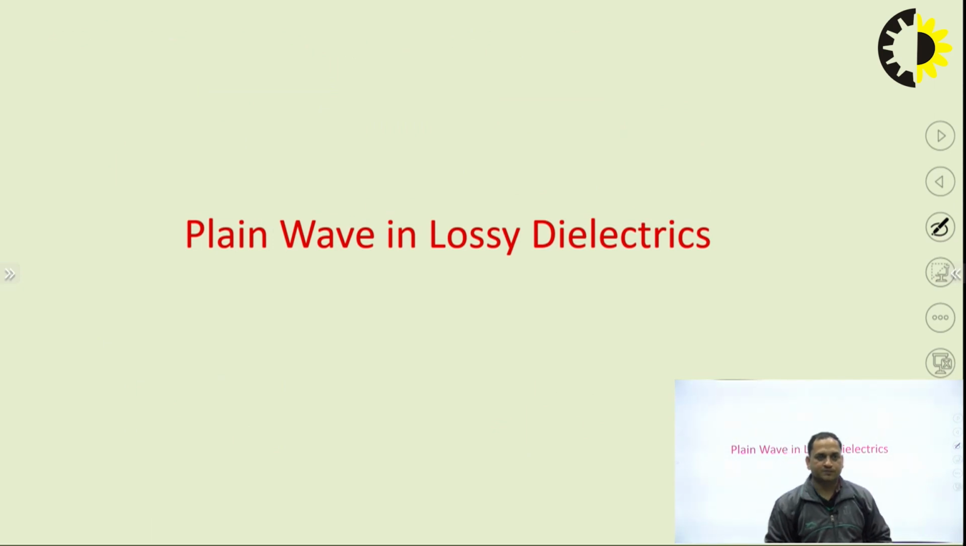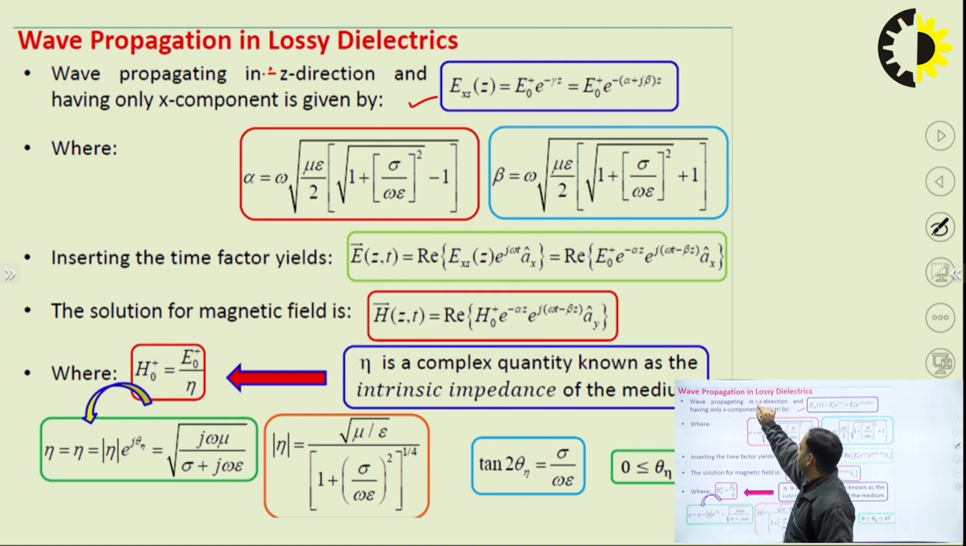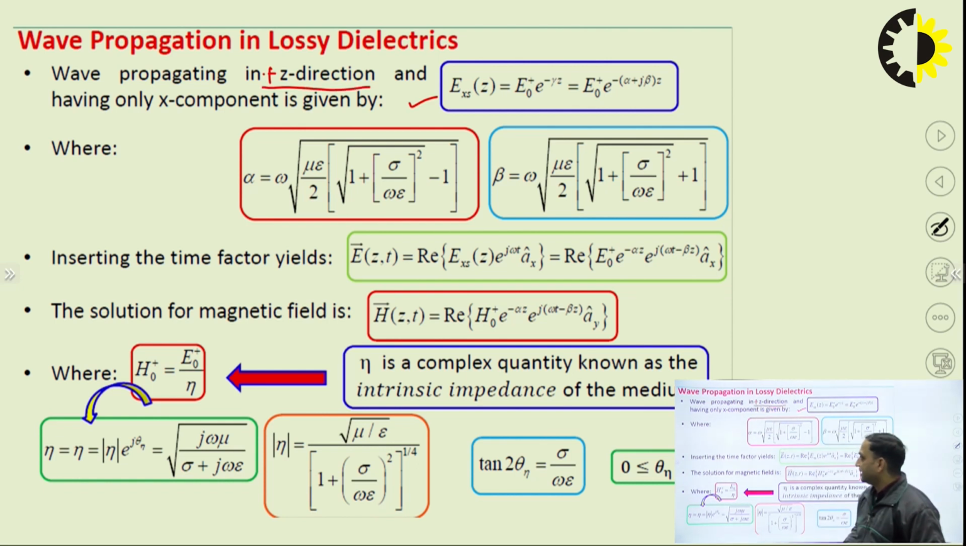Now come to the plane wave in the lossy dielectric, as we derived in the previous lectures. All the things are summarized here: the electric field in the x direction is written like this, where we are assuming propagation in the plus z direction. In that way, the x component of the electric field is defined like this, and the y component of H is defined like this. This is the general equation, and this is the equation after using the time factor.